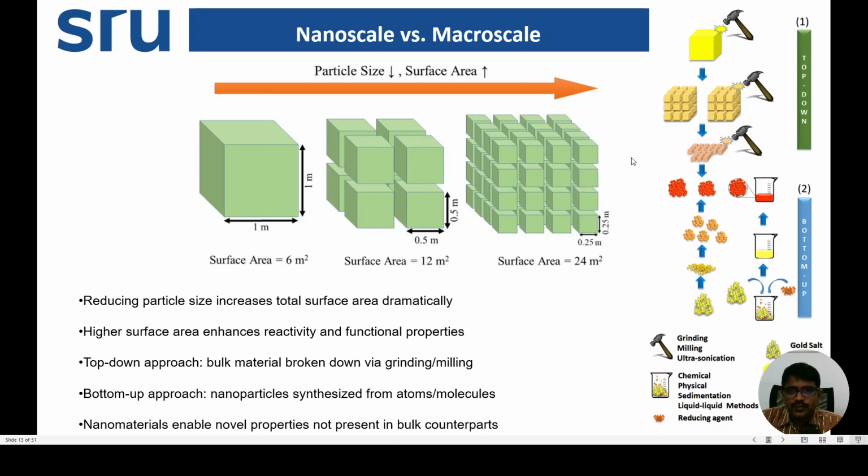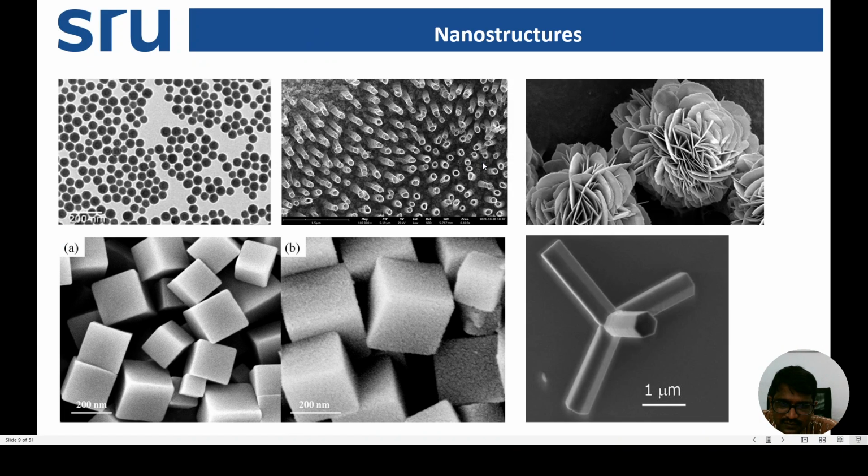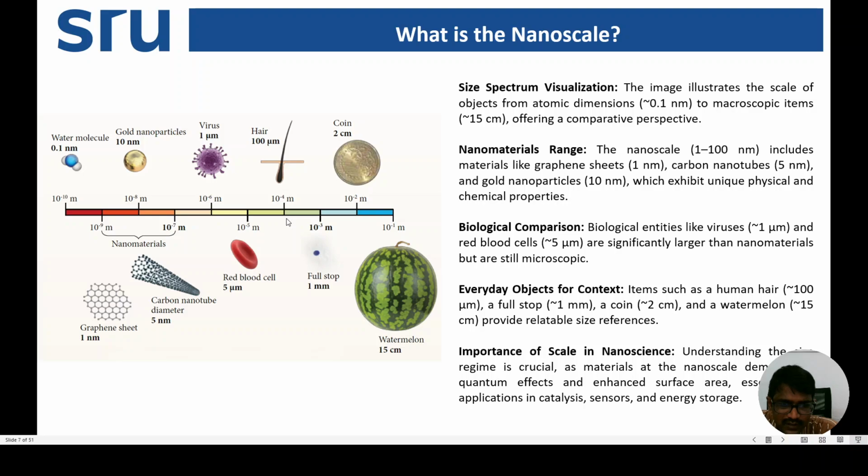right? So coming to our core concept, what is nanoscale, what is macro scale? In this slide, you can see macro scale, micro scale, nanoscale, and this is atomic scale. Our focus is nanomaterials.